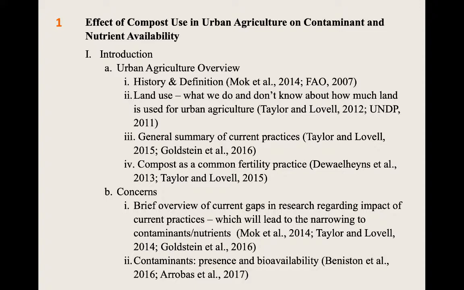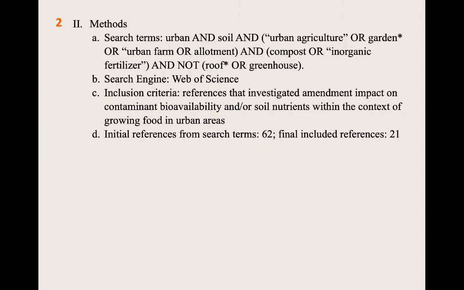And so some basic background, and then this person moves into the concerns. So what are the gaps in research? And this person is writing some notes to themselves of narrowing to contaminants and nutrients, 2 key issues, and then a general background on contaminants and their presence and bioavailability in urban soils. So this is a very detailed example of how a person is envisioning laying out the introduction of their literature review.